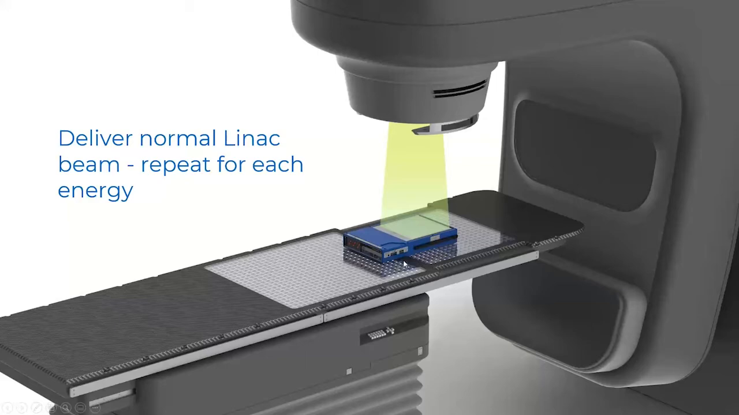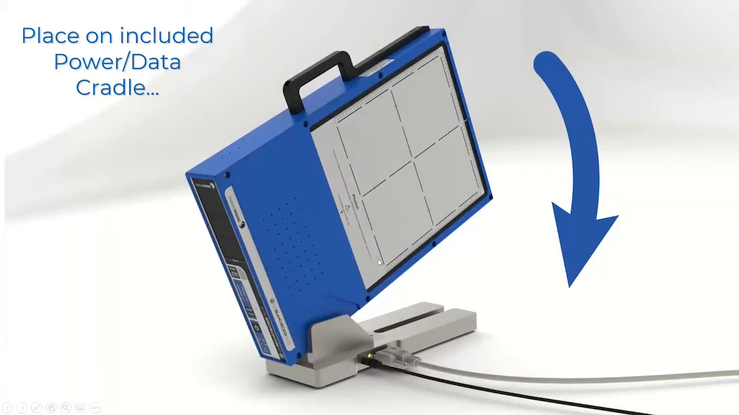Then when you're going to do it on the electron side, you simply flip it over, and we'll look a little bit more closely on the next image and see how the screen actually flips over and you can easily identify whether you're on the electron or the photon side. So once you've baselined all of your energies, then you simply place the device back on this power data cradle.